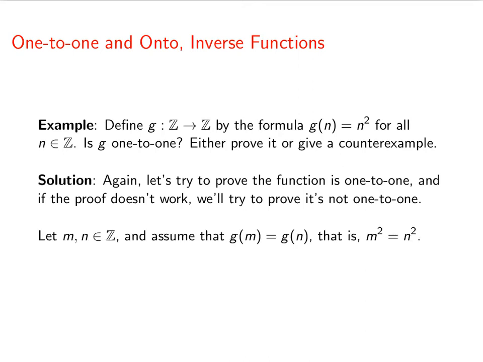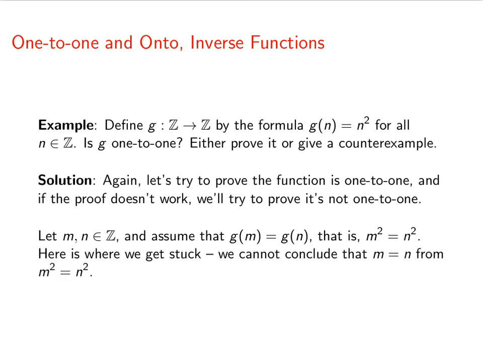So let's let m and n be integers and assume that g of m equals g of n. That is, we're assuming that m squared is equal to n squared. All right, now here's where we're going to get stuck. If we know that m squared is equal to n squared, we cannot conclude that m equals n.